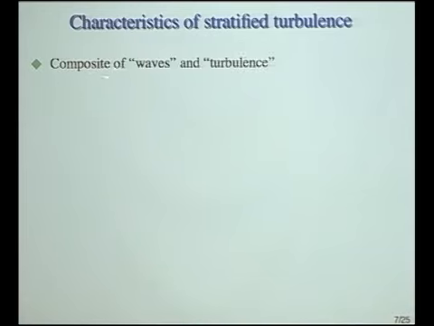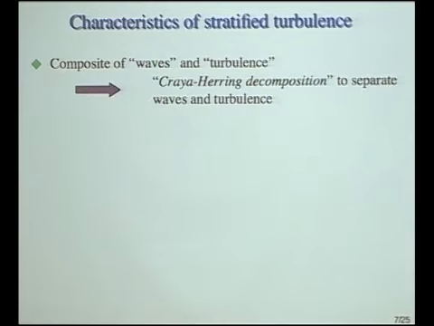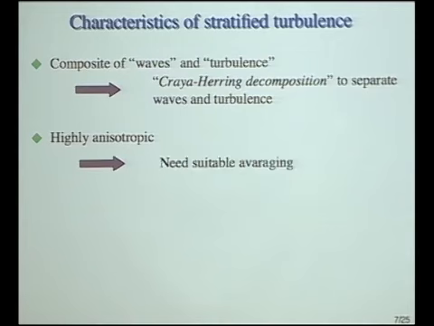Before showing our result, let me summarize some characteristics of stratified turbulence. First, stratified turbulence is a composite of waves and turbulence, so we need to deal with waves and turbulence, or vortices, separately, using the Craya-Herring decomposition to separate these things. I will explain the Craya-Herring decomposition later.